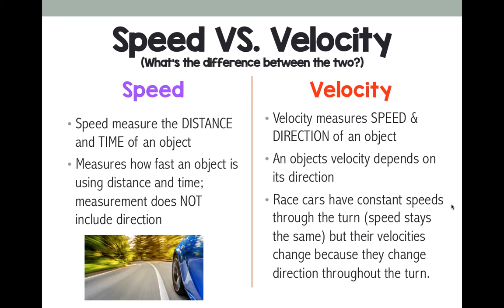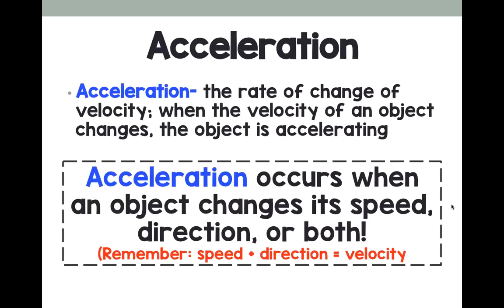So that's what's so crazy: a car can have the same speed for 20 minutes, but in that 20 minutes, it might change its direction, which means it's changing its velocity. And when things change velocity, whether it's speeding up or slowing down, that's what we call acceleration. Acceleration is the rate of change of velocity. So whenever we have a change of the velocity, we have a change of speed, distance, time, and direction. So when the velocity of an object changes, the object is actually accelerating. Remember that accelerating means just to change the velocity, to speed up or to slow down.